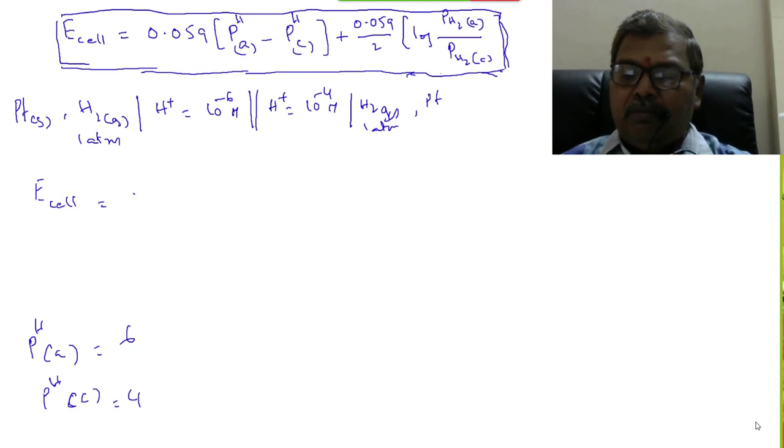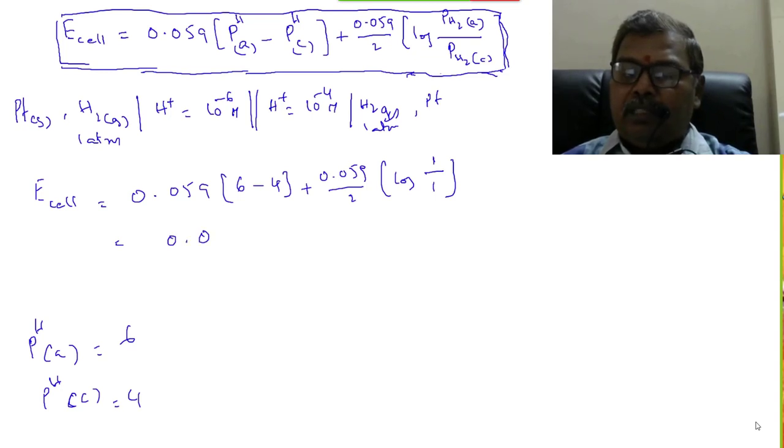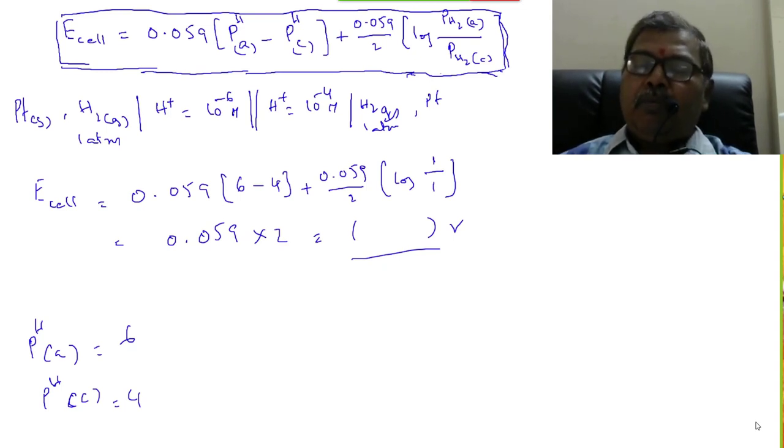E cell is equal to 0.059 into pH of solution in the anode half cell 6 minus pH of solution in the cathode half cell 4, plus 0.059 by 2 log of pressure of hydrogen in the anode half cell by that in the cathode half cell. Log 1 value is 0, so it becomes 0. So the final answer is 0.059 into 2. Multiply this, and you get the answer in volts. Like this, we have to solve the problem.